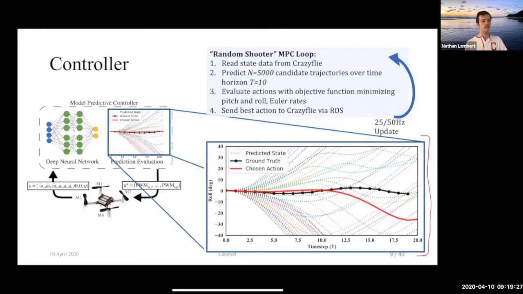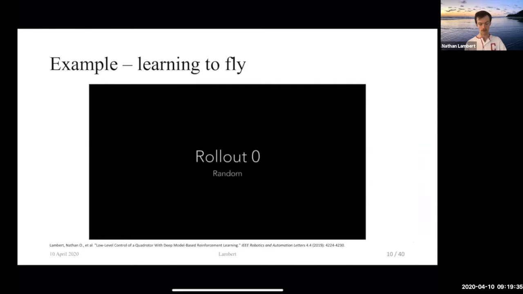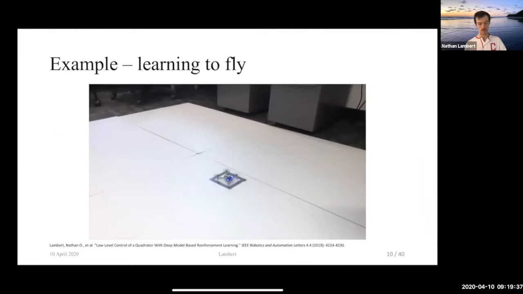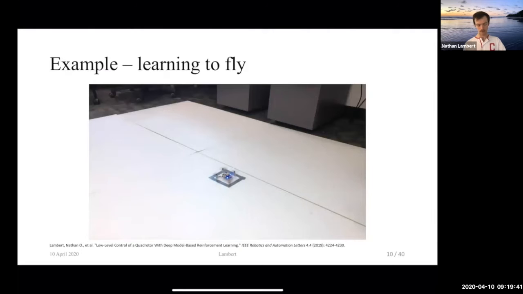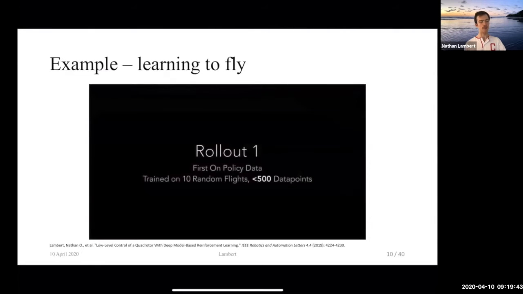And we found that you could fly it at both frequencies. There's just a lot of downstream effects between how you sample your data and how you train models. So what does this actually look like when you're flying? You can see that initially it just barely takes off and then crashes.